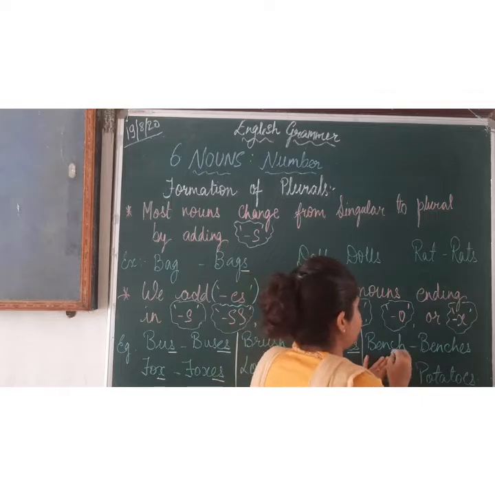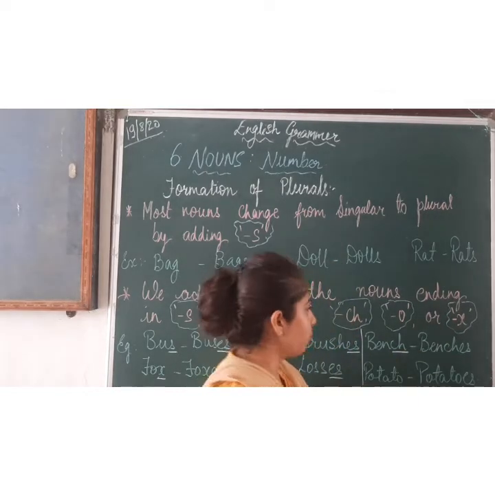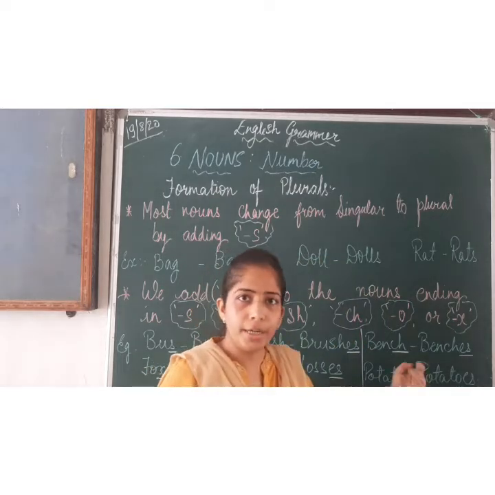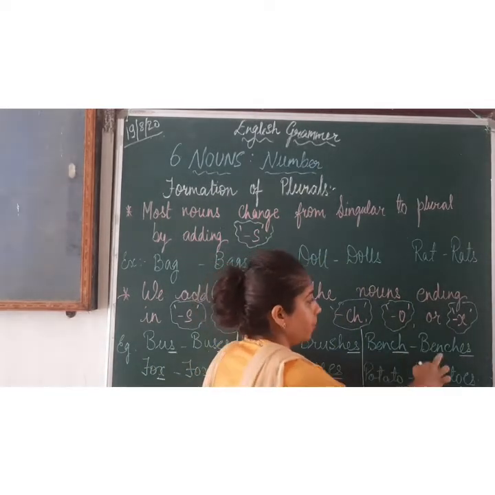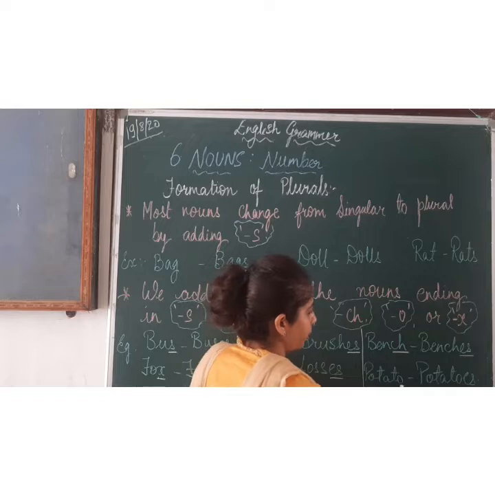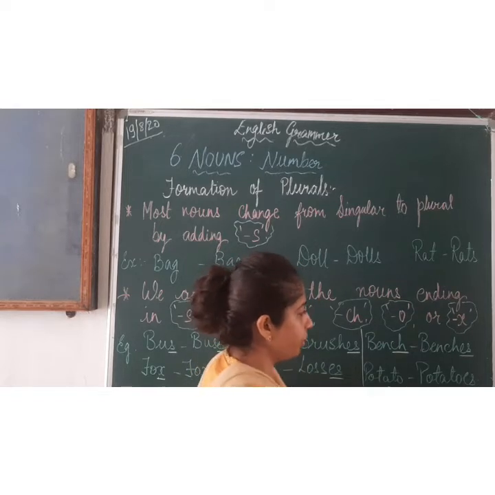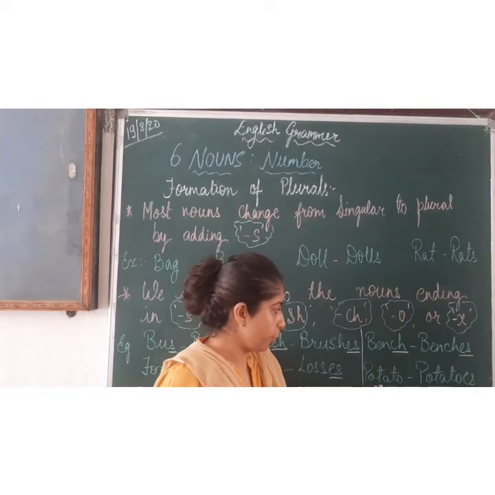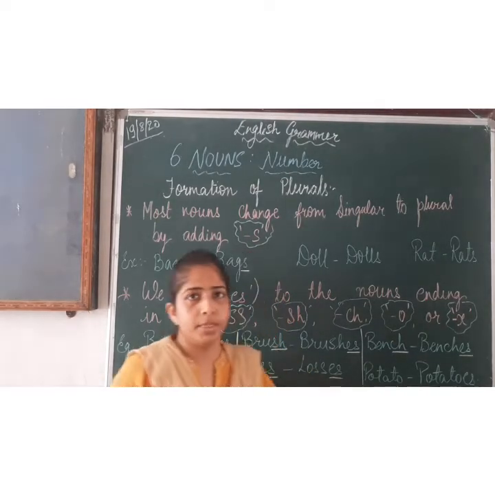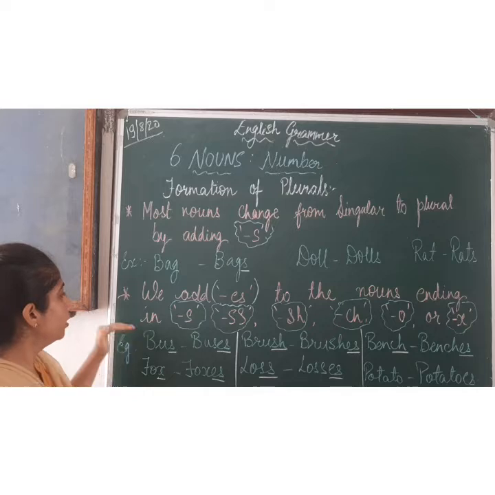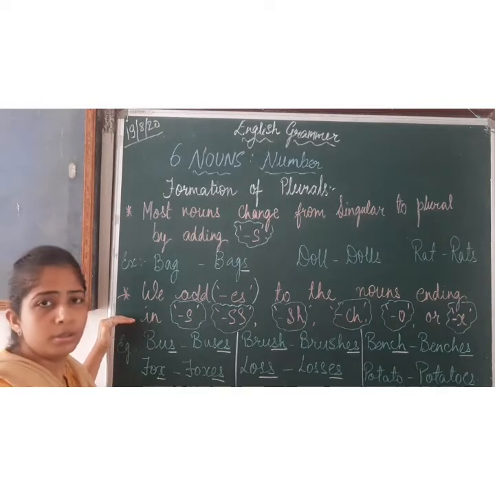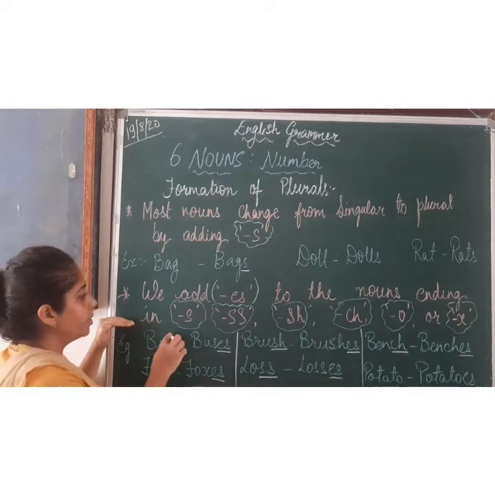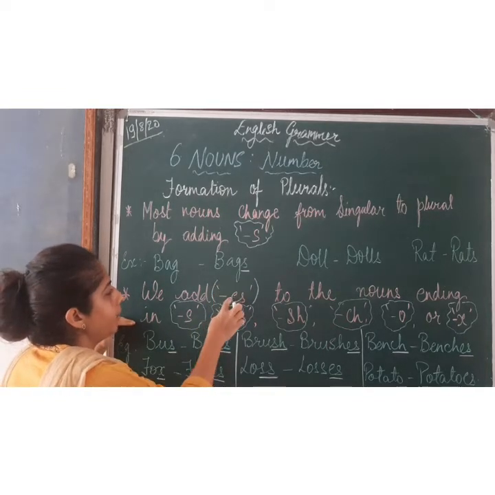Now bench. Here it is ch, so we will add es after the noun to make it plural. Bench, benches. Potato. Here it is o, so we will add es to make it plural. Potato, potatoes. These are the two kinds of the nouns which we will make plurals by adding s and es.